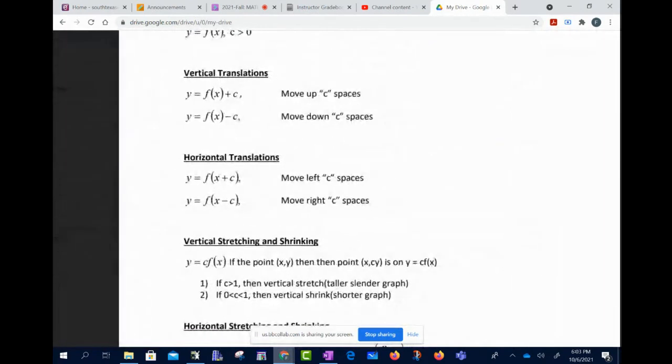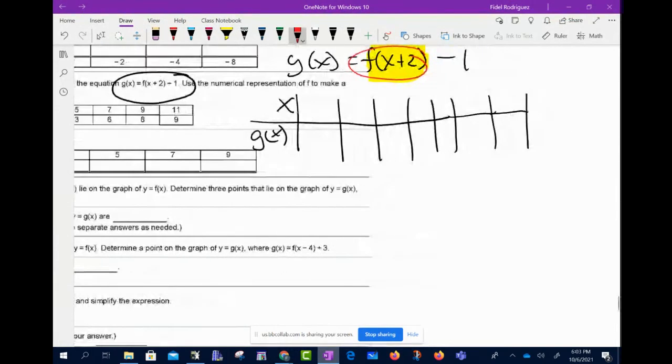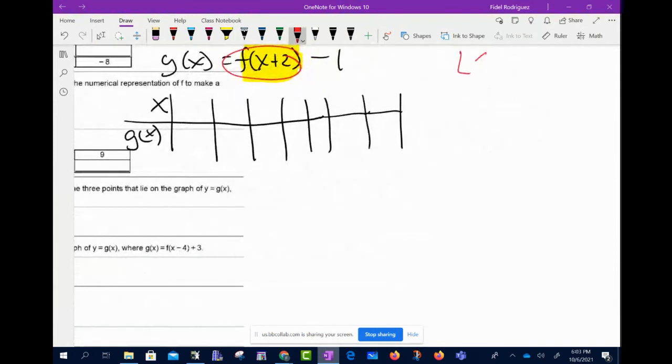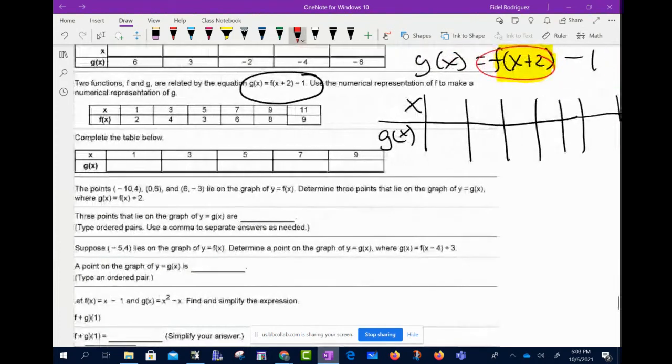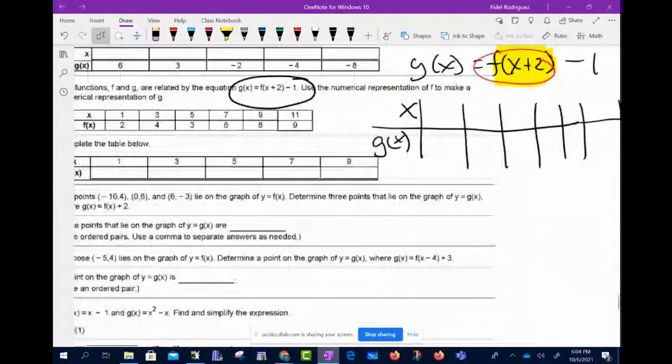This is the part that I want to look at. If you look at this first part under horizontal translations where it says y equals f of x plus c, it says we're going to move our graph c spaces, okay? So the reason I wanted to point that out is if you look at this part right here, this tells me I'm going to move my graph to the left 2 spaces.